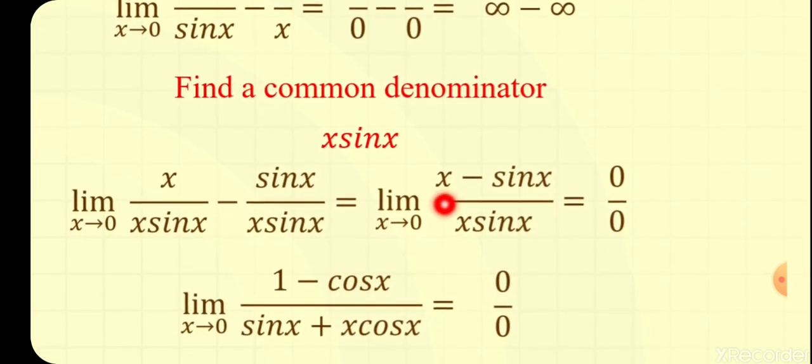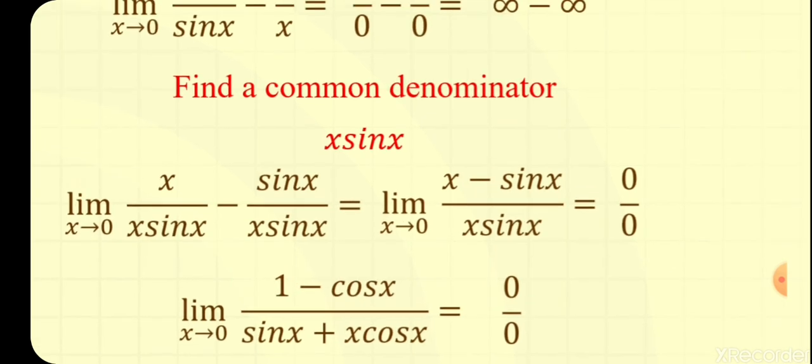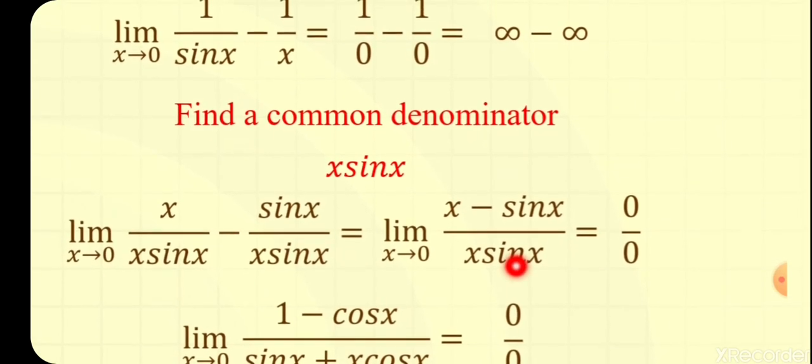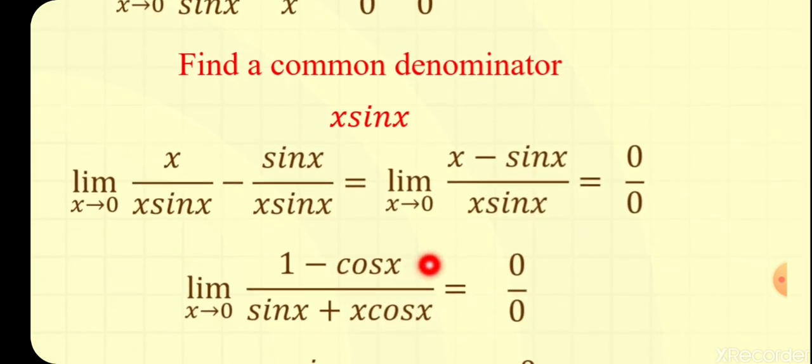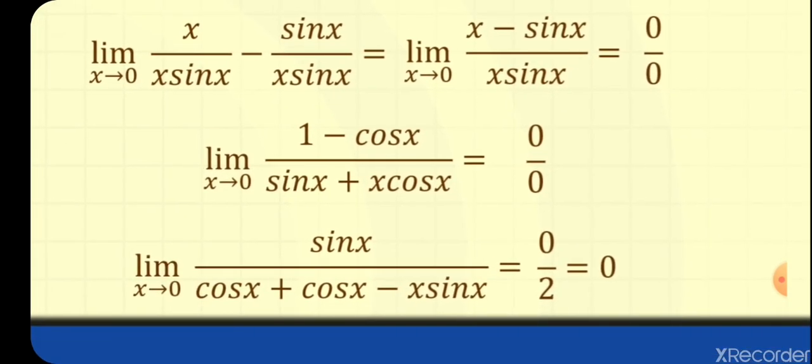The derivative above: x is 1, sine x is cosine x. Below, you have a product, so you have to apply the product rule. The derivative of the first is 1 multiplied by the second, plus the first x times the derivative of the second, which is cosine x. Now substitute x equals 0 here, so 1 minus cosine 0. Cosine 0 equals 1, so 1 minus 1 is 0, and if you substitute x equals 0 below, the final answer is also 0. So we have to apply L'Hopital rule one more time.